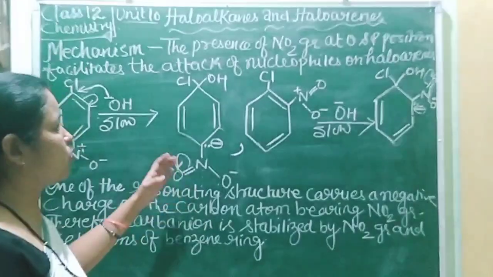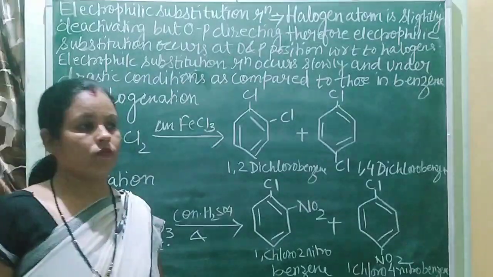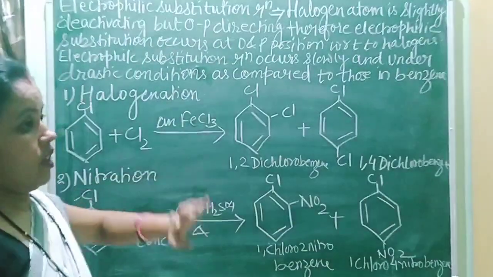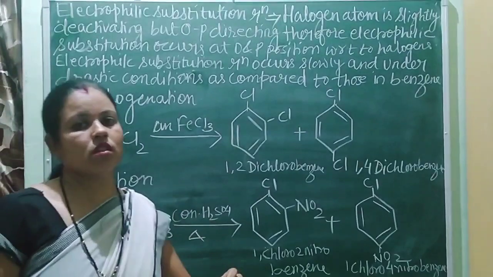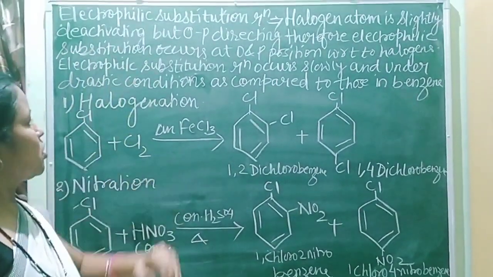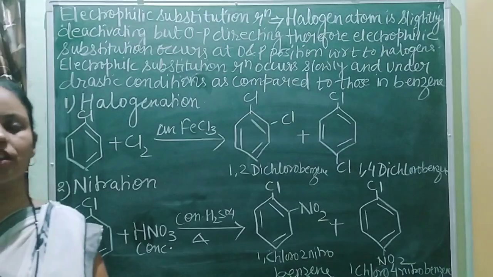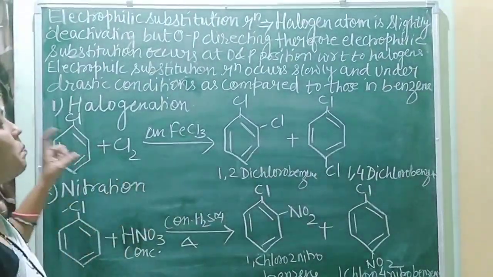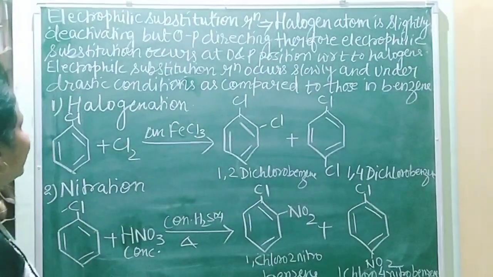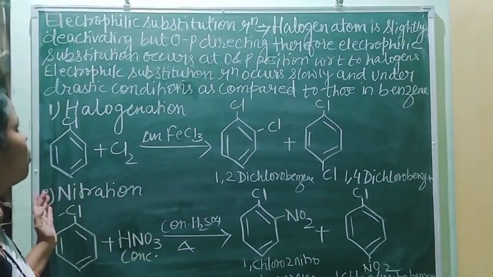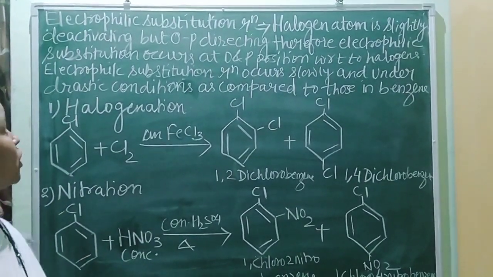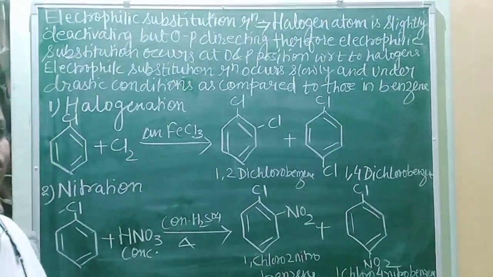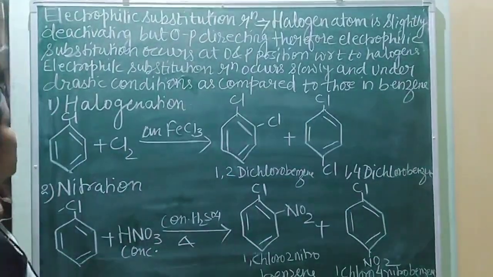Now we will move to our next topic. Topic is electrophilic substitution reaction. Haloarenes generally undergo electrophilic substitution reactions like halogenation, nitration, sulfonation and Friedel-Crafts reaction. The halogen atom present in haloarene is slightly deactivating in nature but ortho and para directing. Therefore, electrophilic substitution reaction occurs at ortho and para position with respect to the halogen.